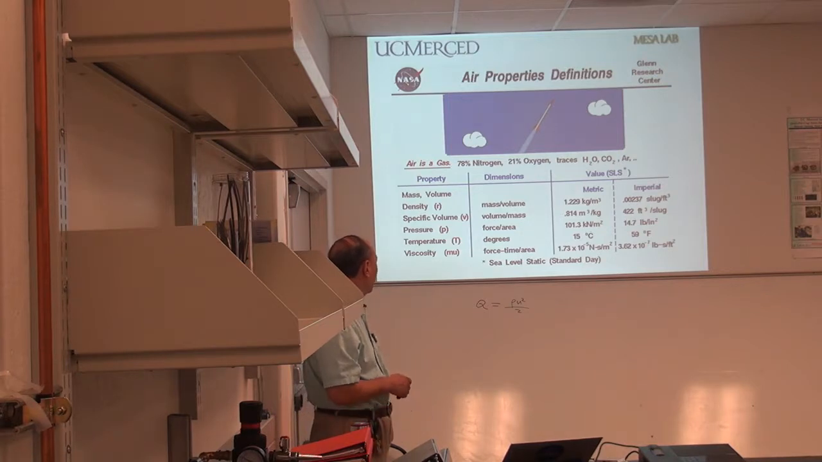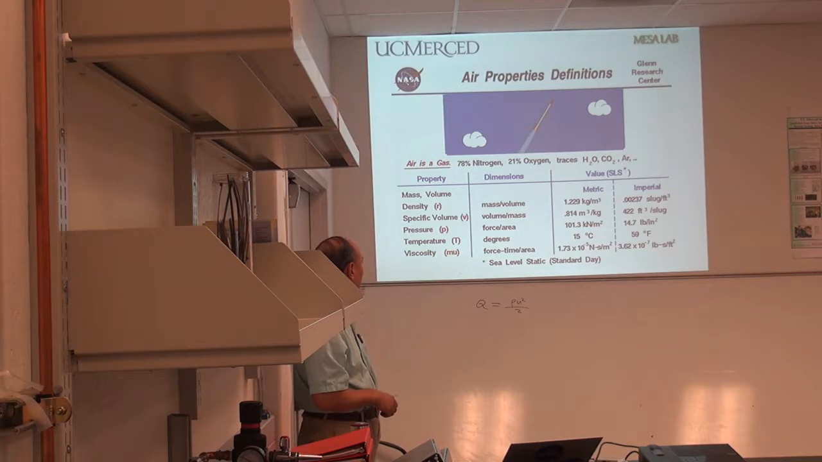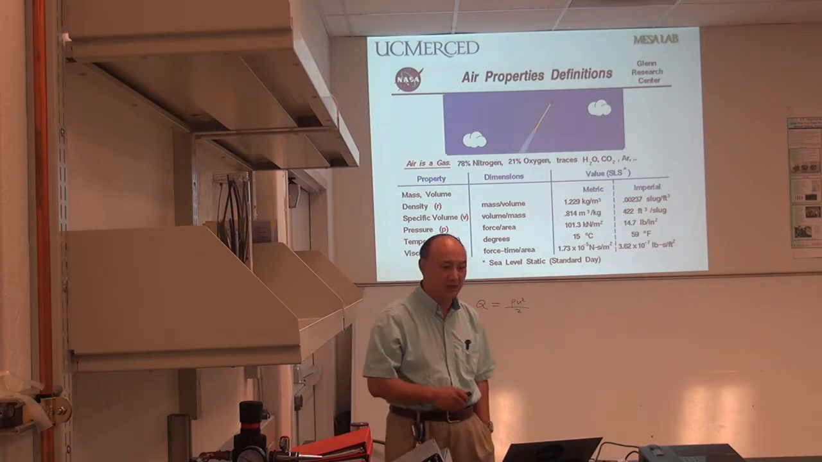So here, the sea level static standard day value for the density, mass over volume, is in kg over meters cubed. This is British units we are using today, but most of the literature uses SI, the international standard units. You can convert. But densities, specific volume, pressure, temperature, and viscosity. Viscosity is called mu. It's force times time divided by area. We're going to elaborate on this one.